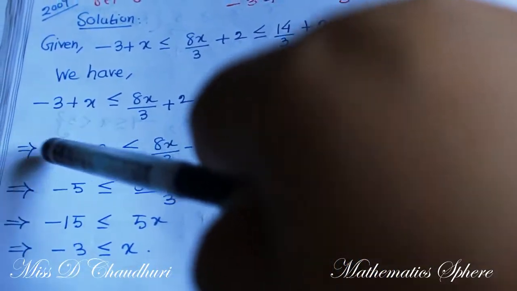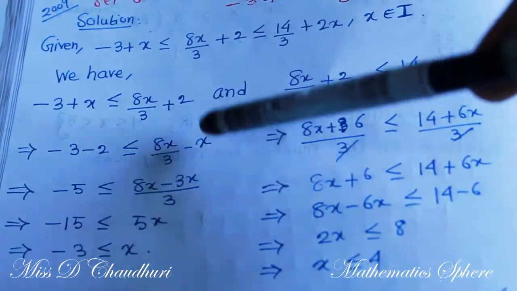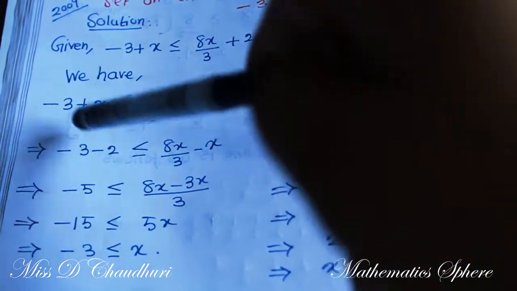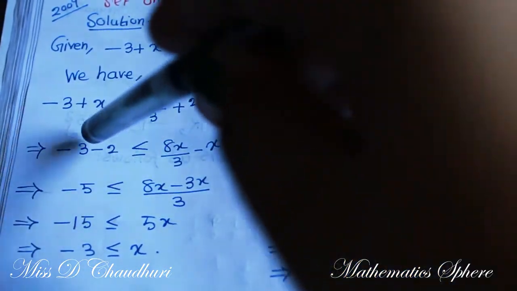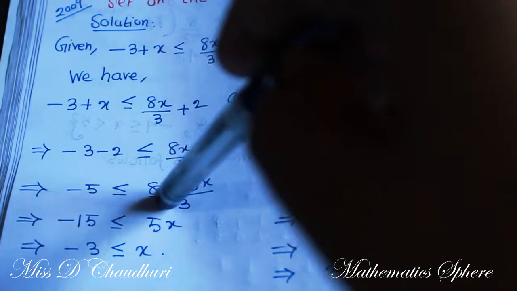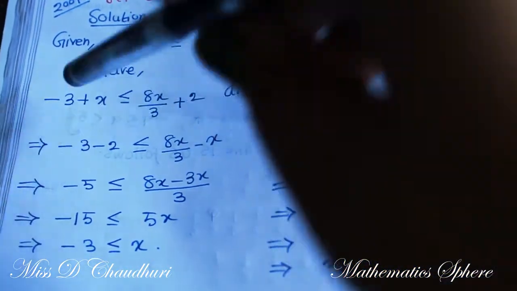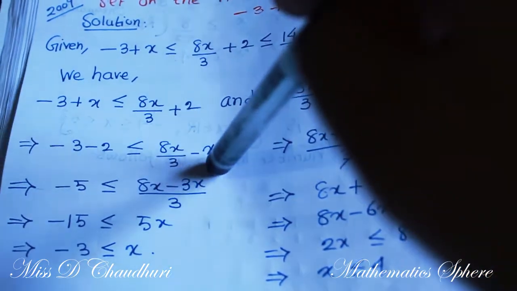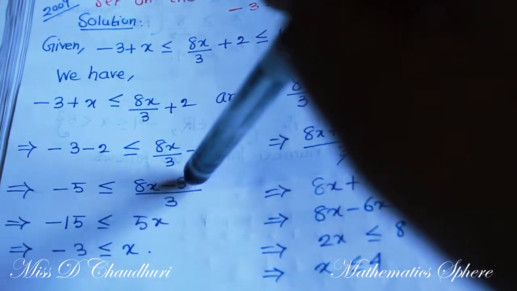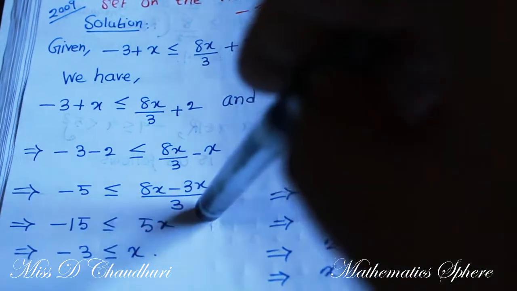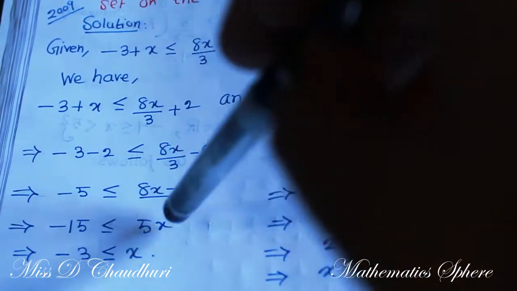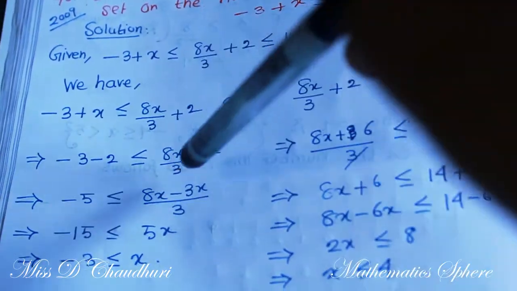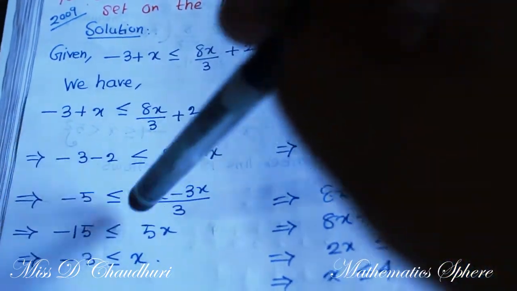So this one becomes -3 -2, it becomes -5, and when we take the LCM, here LCM is necessary or else we will not be able to shift this 3. Do not shift this 3 now or else it will be wrong. First you will have to take the LCM, then you will shift the 3. So when we take the LCM, 8x remains as it is, but x had the denominator 1, so it becomes 3x whole divided by 3. Now you shift this 3 here, so 3 multiplied by -5 gives us -15 less than equal to 8x minus 3x, 5x.